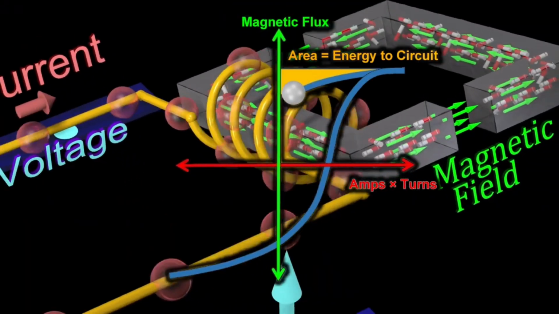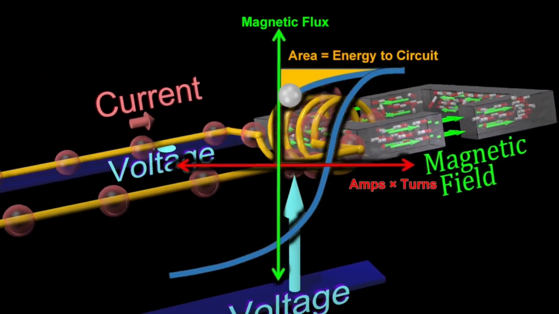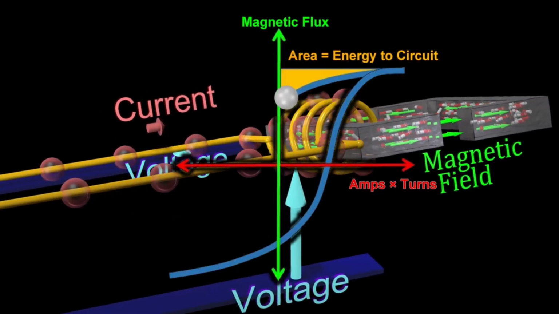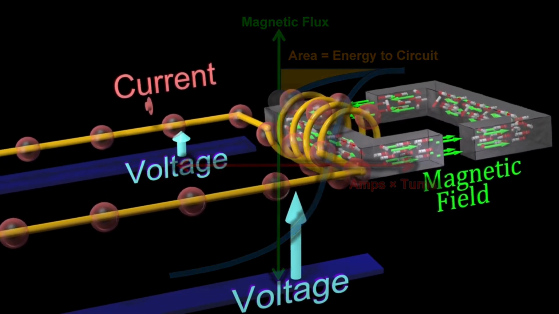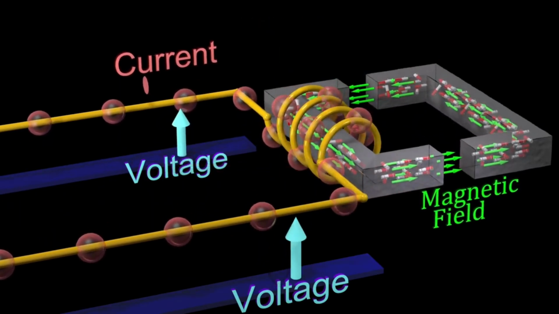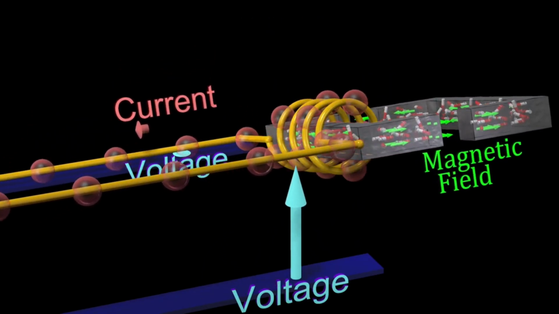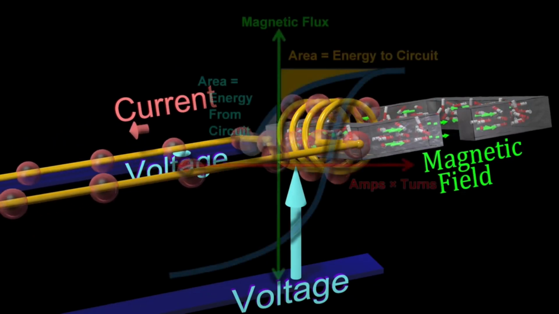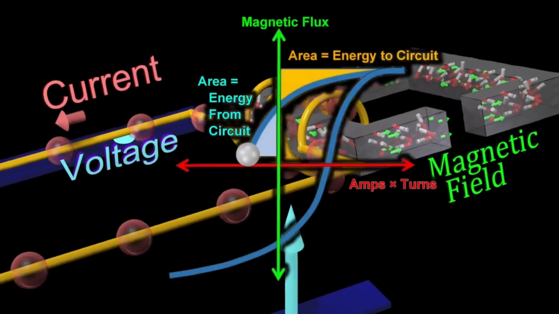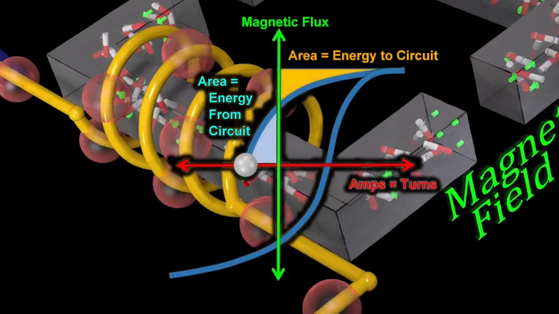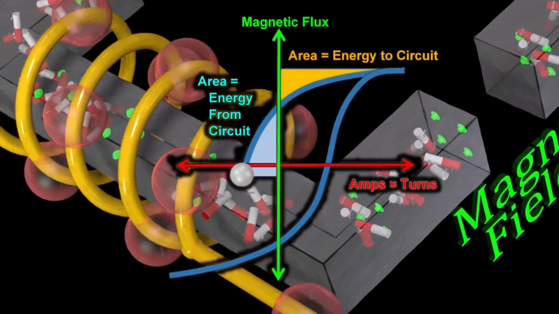We can tell if energy is being returned to the circuit, or if energy is being supplied from the circuit, based on the direction of the current relative to the direction of the voltage difference across the coil. Here, energy is being supplied from the circuit, and the energy supplied by the circuit is equal to the area highlighted in blue.